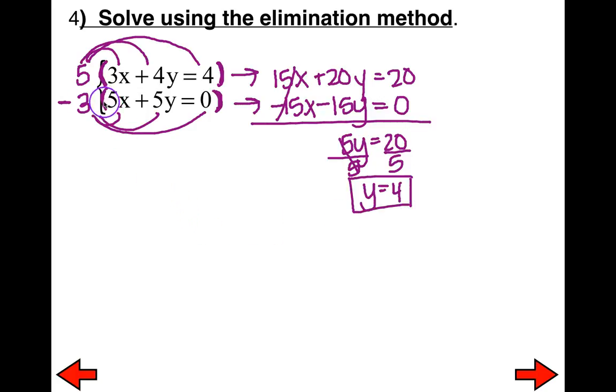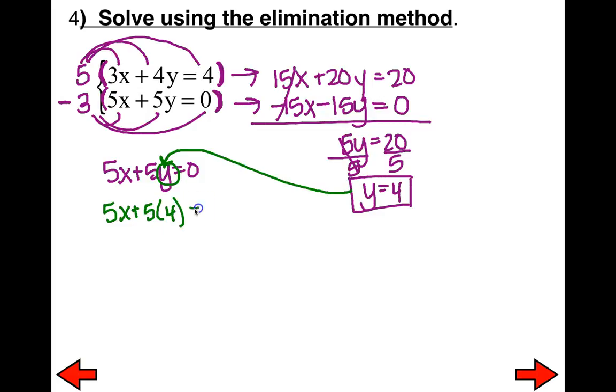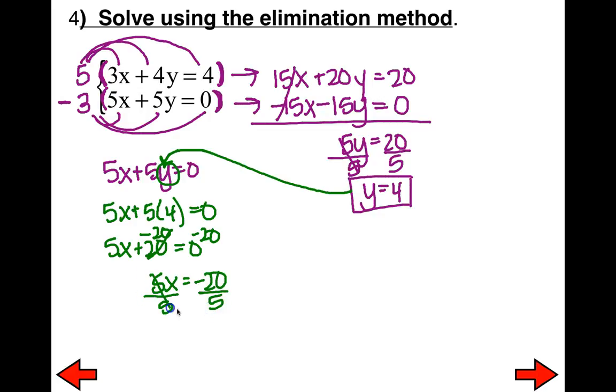I'm going to go ahead and choose the second one to use because I like working with the number 0. So 5x plus 5y equals 0. We're going to go ahead and take this y and substitute it in just for the y, nothing else. So we have 5x plus 5 times 4 equals 0. Here we have 5x plus 20 equals 0. Subtract 20 from both sides. I'm left with 5x equals negative 20. Divide off that coefficient. And I'm left with x equals negative 4.